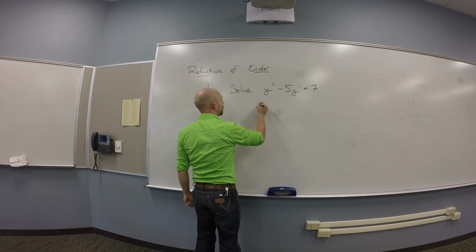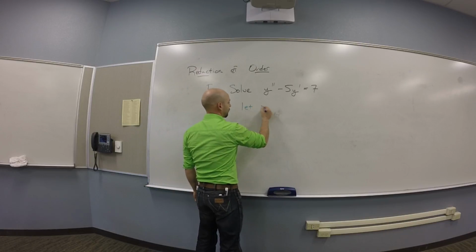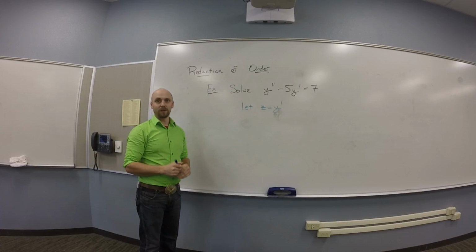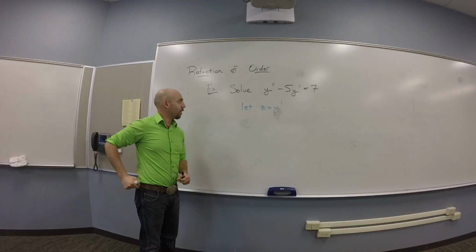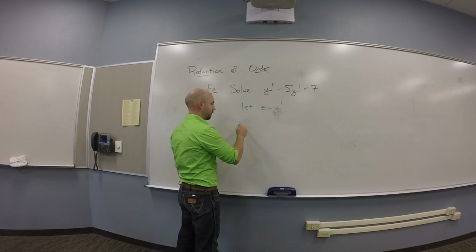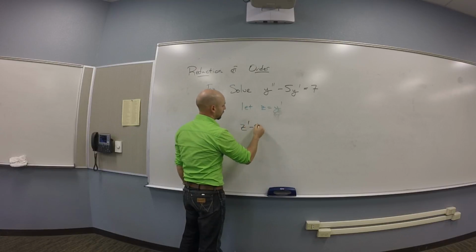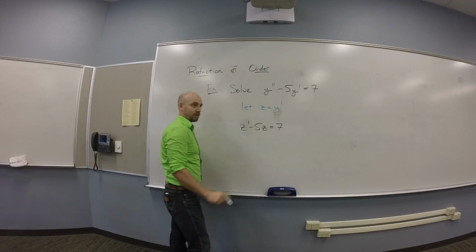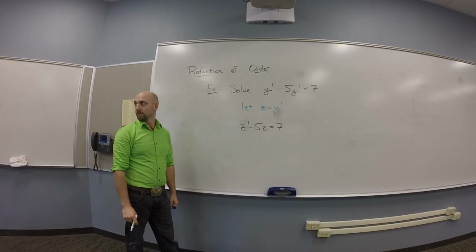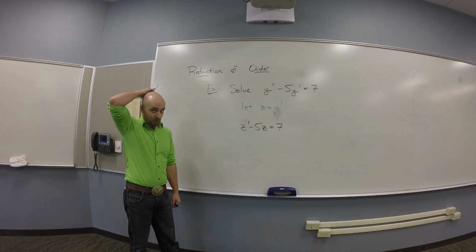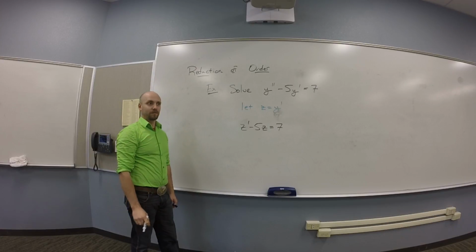Okay, so I'm just going to say, let z be y prime, right? So if I let z be y prime, then my equation becomes z prime minus 5z equals 7. Which is first order. How do I solve first order equations? Yeah, with a really easy formula, right?